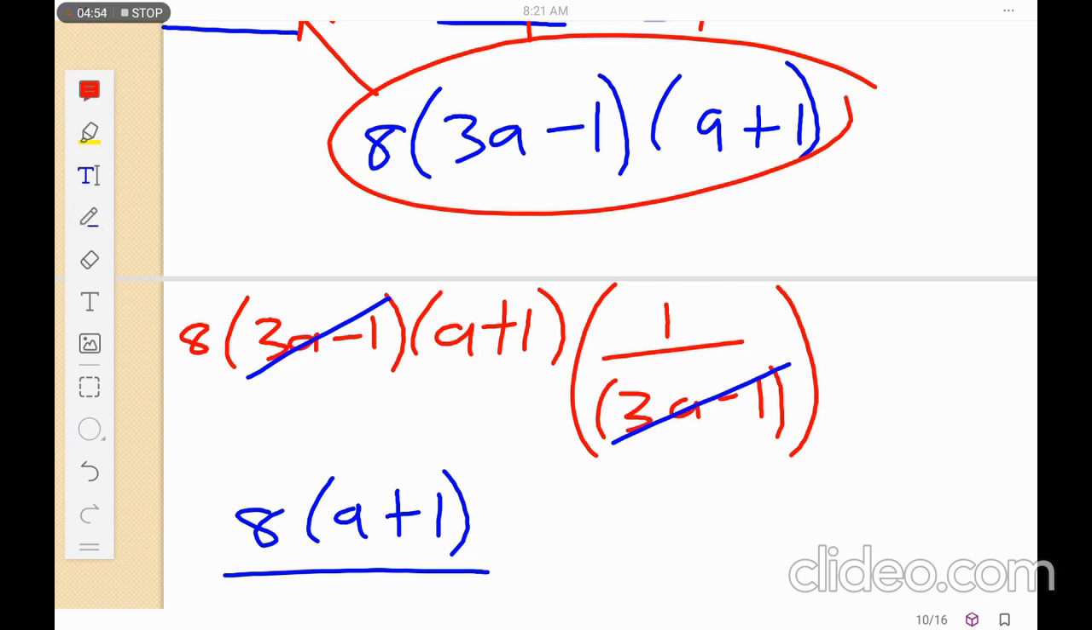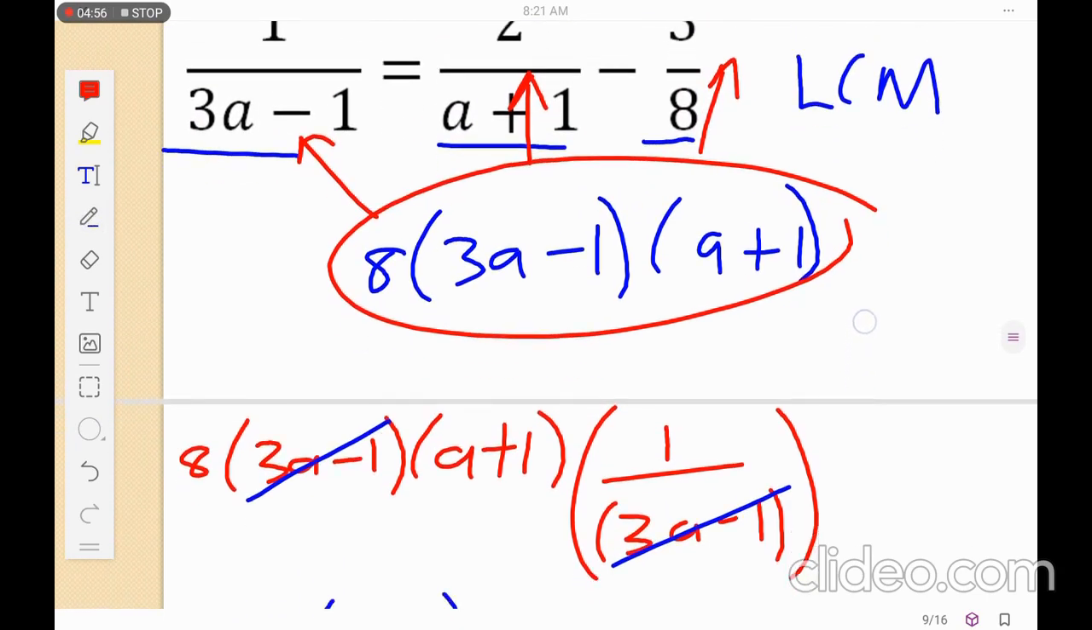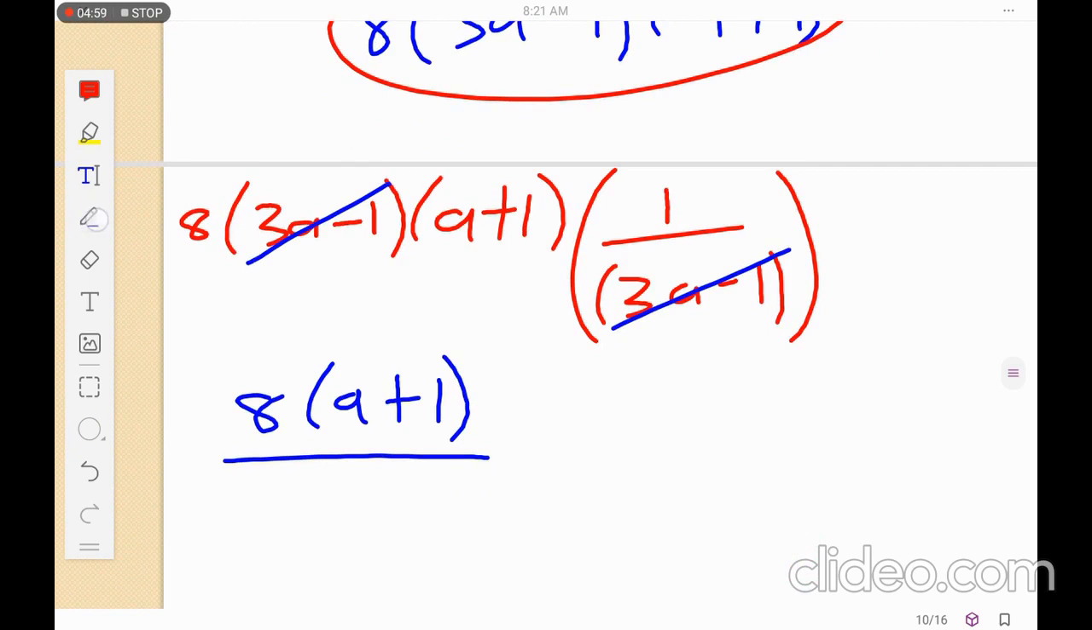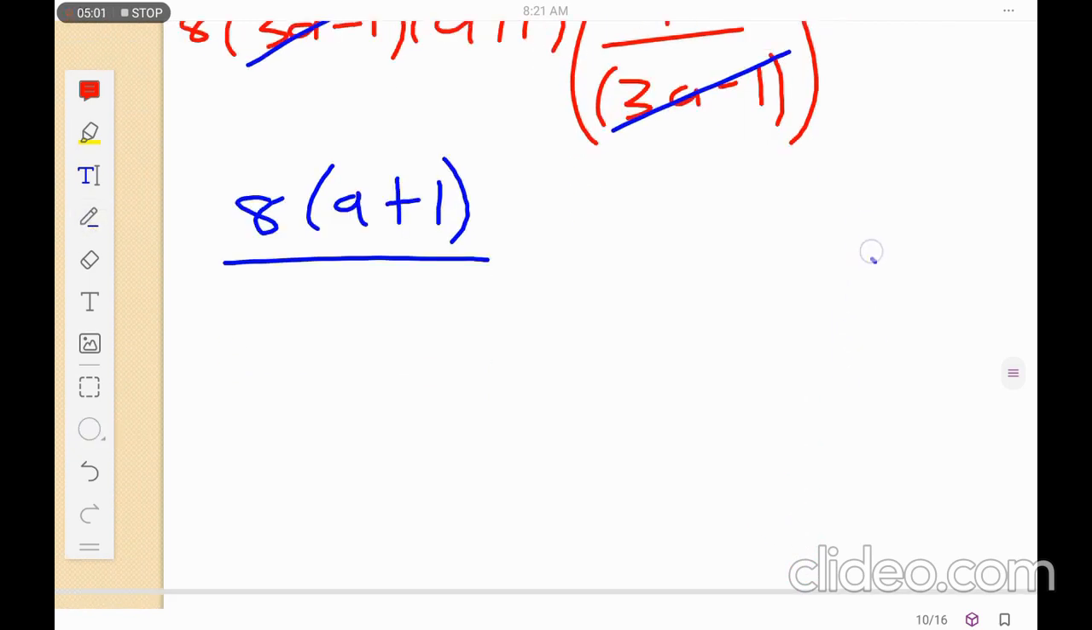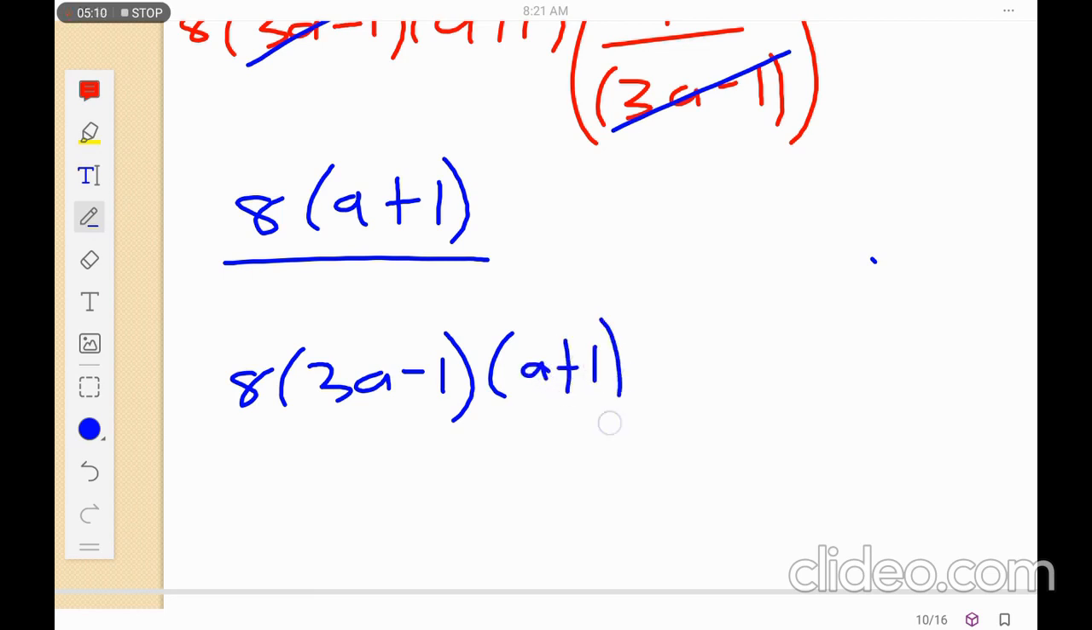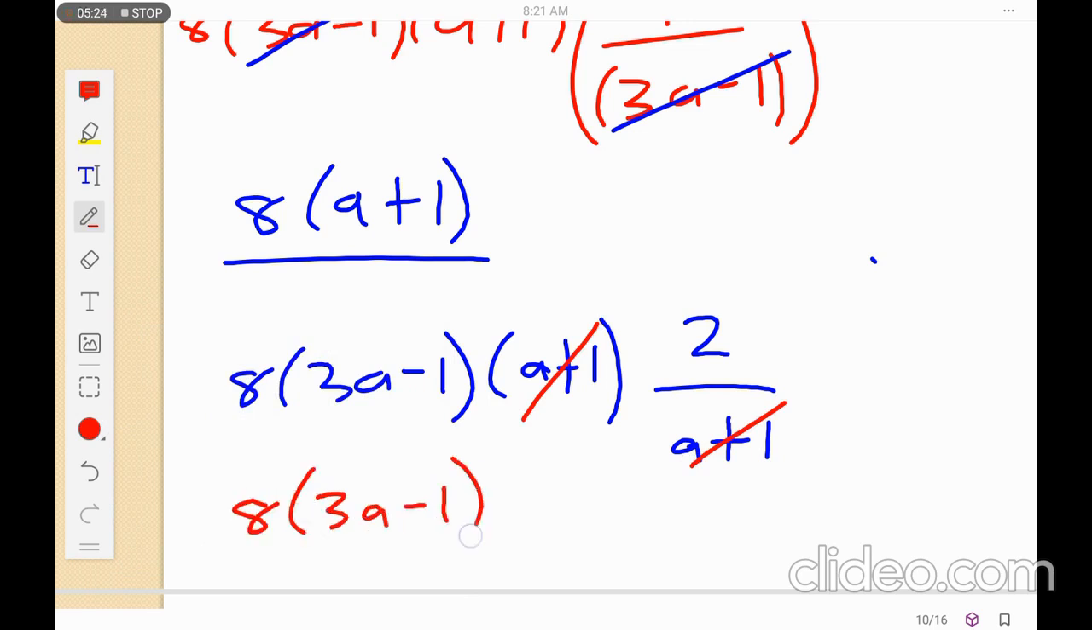We do the same for the second one. The second one, I've got 2 over a plus 1. So for the second one, I'll have my 8 by 3a minus 1 by a plus 1 multiplying 2 over a plus 1. If they multiply like that, this one will cancel off with that one, and I'll remain with 8, 3a minus 1 and a 2 there multiplying, and this is the second one.